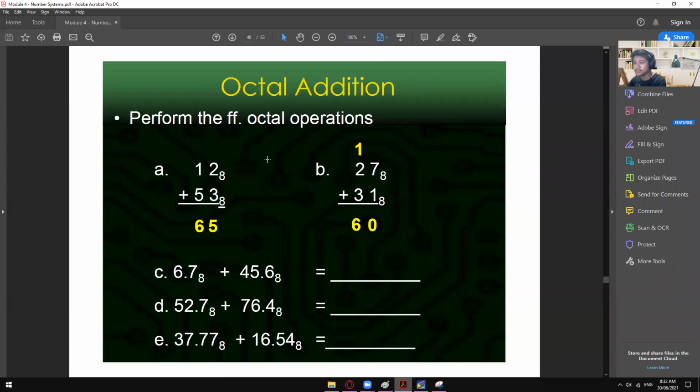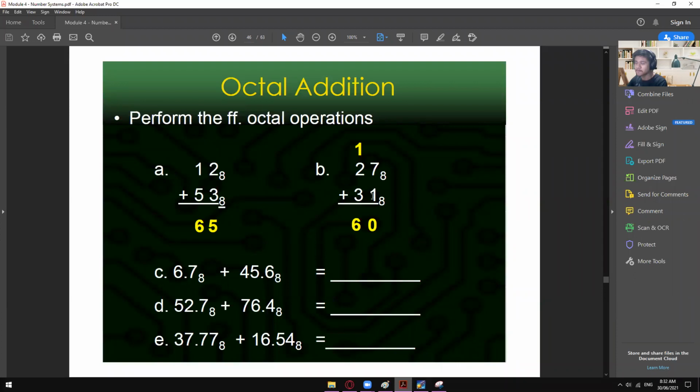So the next one is octal addition. So we also have octal addition. In here, everything seems normal. 2 plus 3 is 5. 5 plus 1 is 6. So I guess you guys don't have a problem with letter A. But on letter B, 7 plus 1 is 10. So carry 1, bring down 0. 1 plus 2 plus 3 is 6.